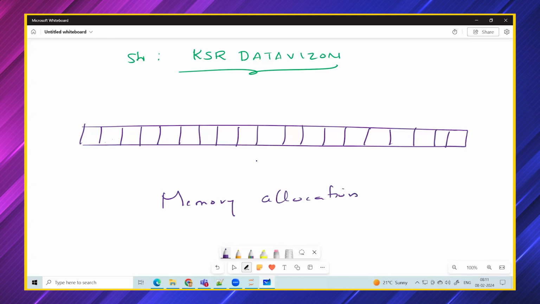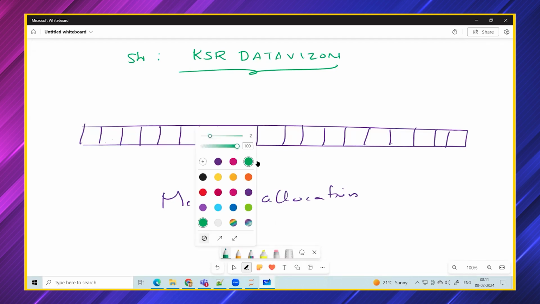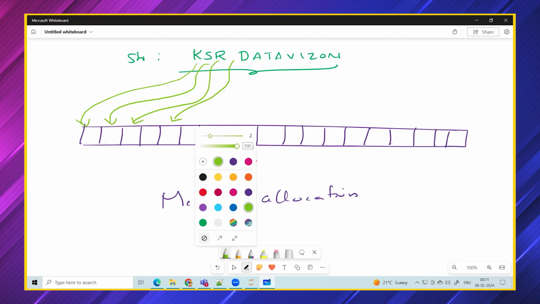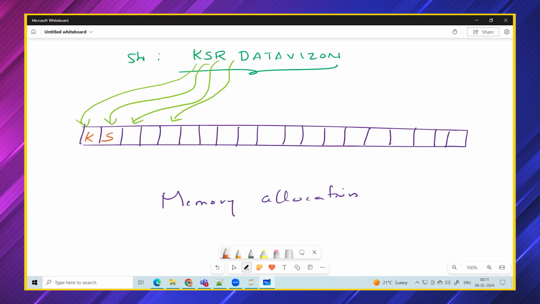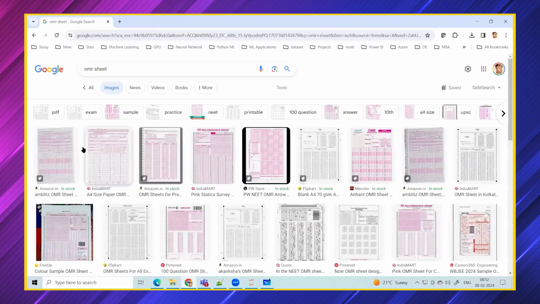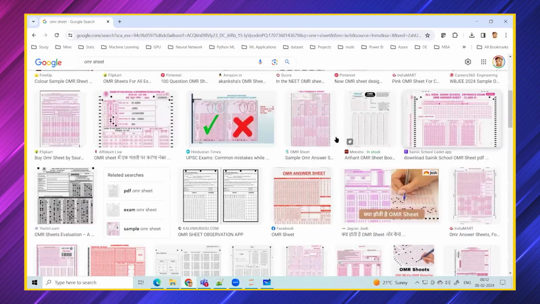The way the memory allocation happens is this will come and sit here: K, S, R, space. In your college days, do you all remember that OMR sheet? I remember it because I've taken a lot of entrance exams. Do you all know how it looks? Yes, circles. Basically it looks like this.